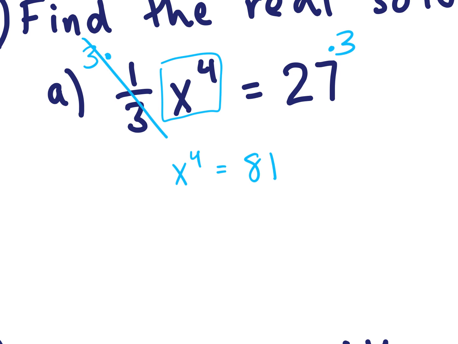If you're not sure, write it out. Do 27 times 3. 3 times 7 is 21. 3 times 2 is 6 plus 2, 81. All right, now how do we get rid of the 4th power? The square root, but what's our index going to be? 4. And remember, when we take an even index, what do we need in our answer? Plus or minus.